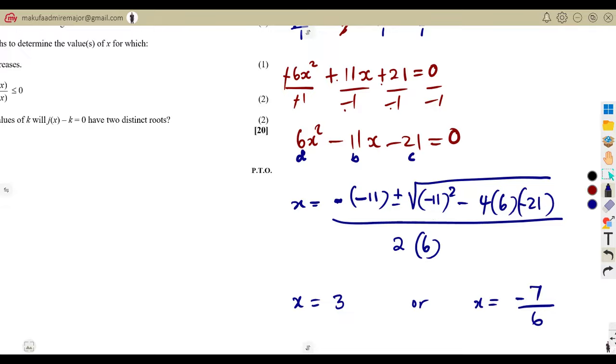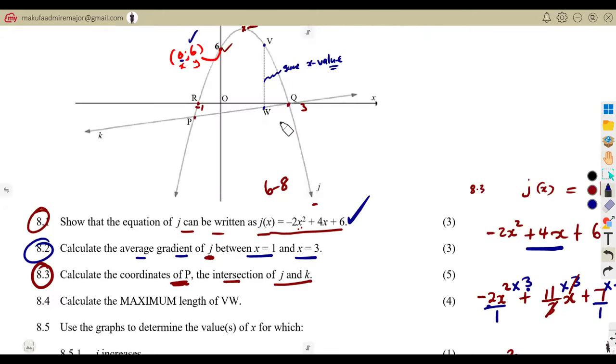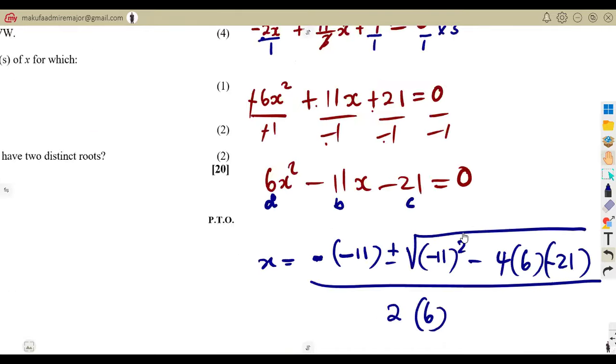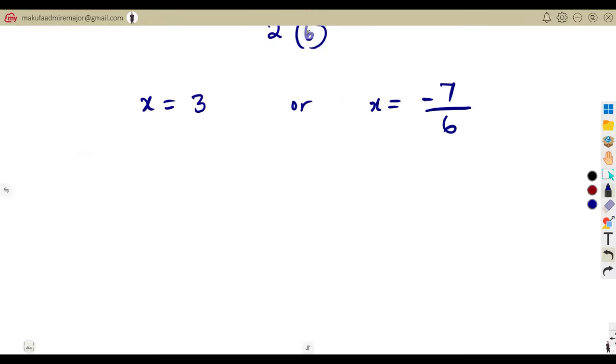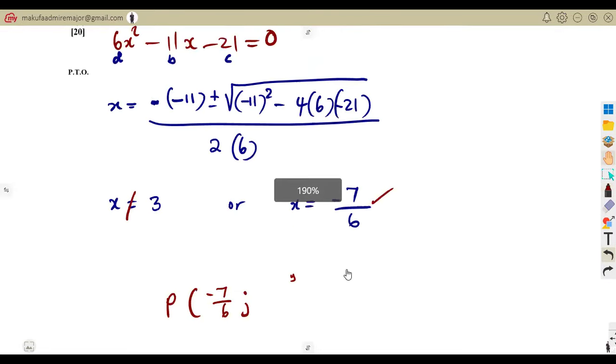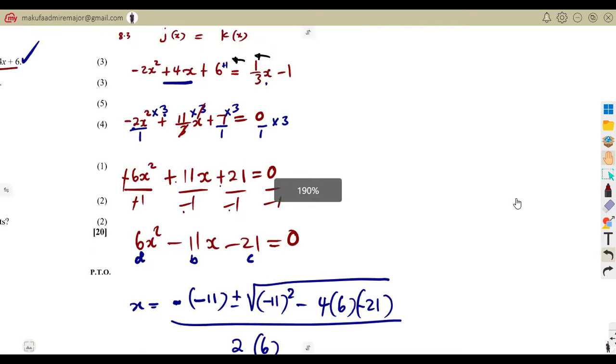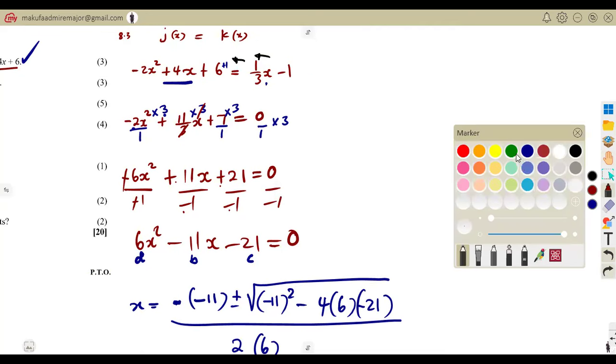But remember, the question needs us to find the coordinate, and x cannot be 3 because P must be negative. So P must be negative. P cannot be this 3. P can only be minus 7 over 6. Remember, we need the coordinate, so we need to find the value of y by substituting minus 7 over 6 in any of these. You can substitute into the straight line.